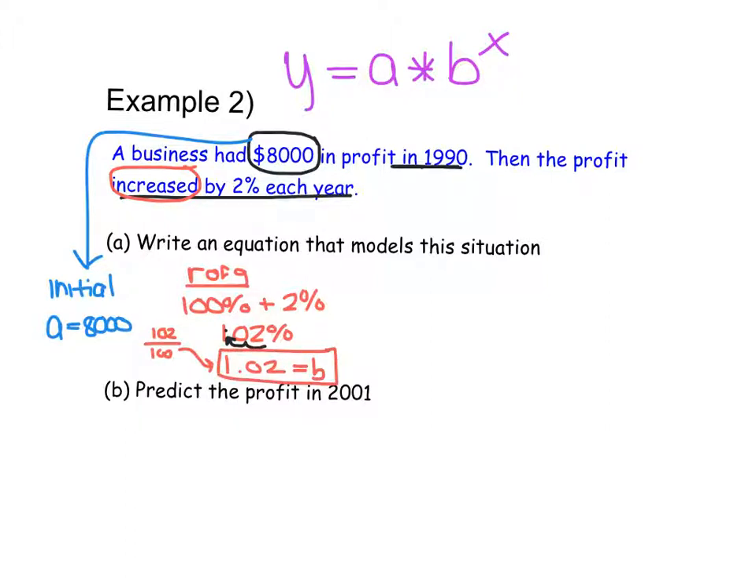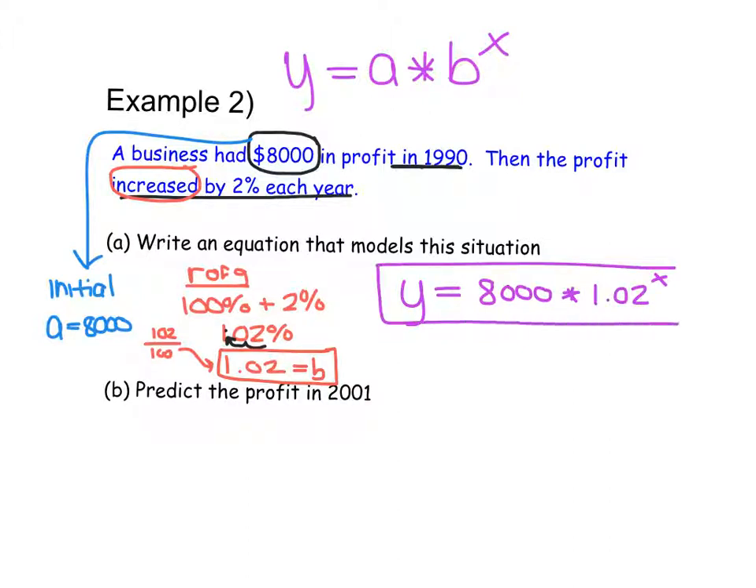So now we go over to our equation and we substitute. We have y is equal to 8,000 times 1.02 to the power of x. So that's our equation in general. Then if we look at part B, it says predict the profit in 2001.